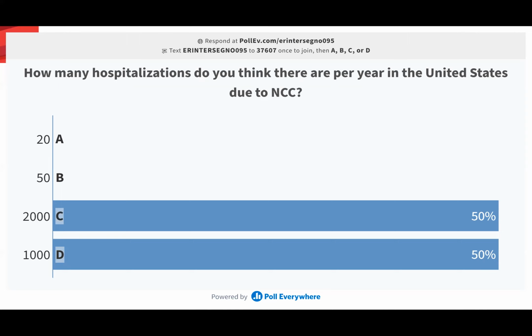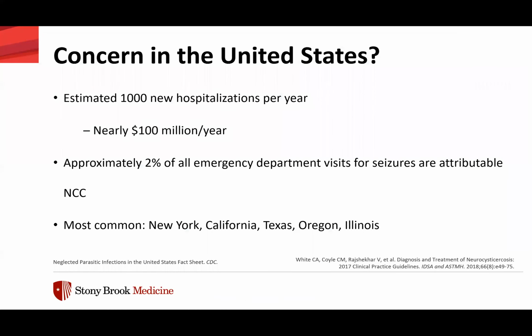When I first learned about this infection, I thought it would have been closer to 20 or 50 hospitalizations, but really it is estimated there are 1,000 new hospitalizations per year in the United States, which can cost up to $100 million per year. It's also estimated that 2% of all emergency department visits for seizures are attributed to NCC. This is also reported by the CDC to be a potential underestimate. The reason for that is NCC is not a required reportable disease in all states. The diagnosis is also often not considered by providers, and members of the high risk group often have poor access to care.